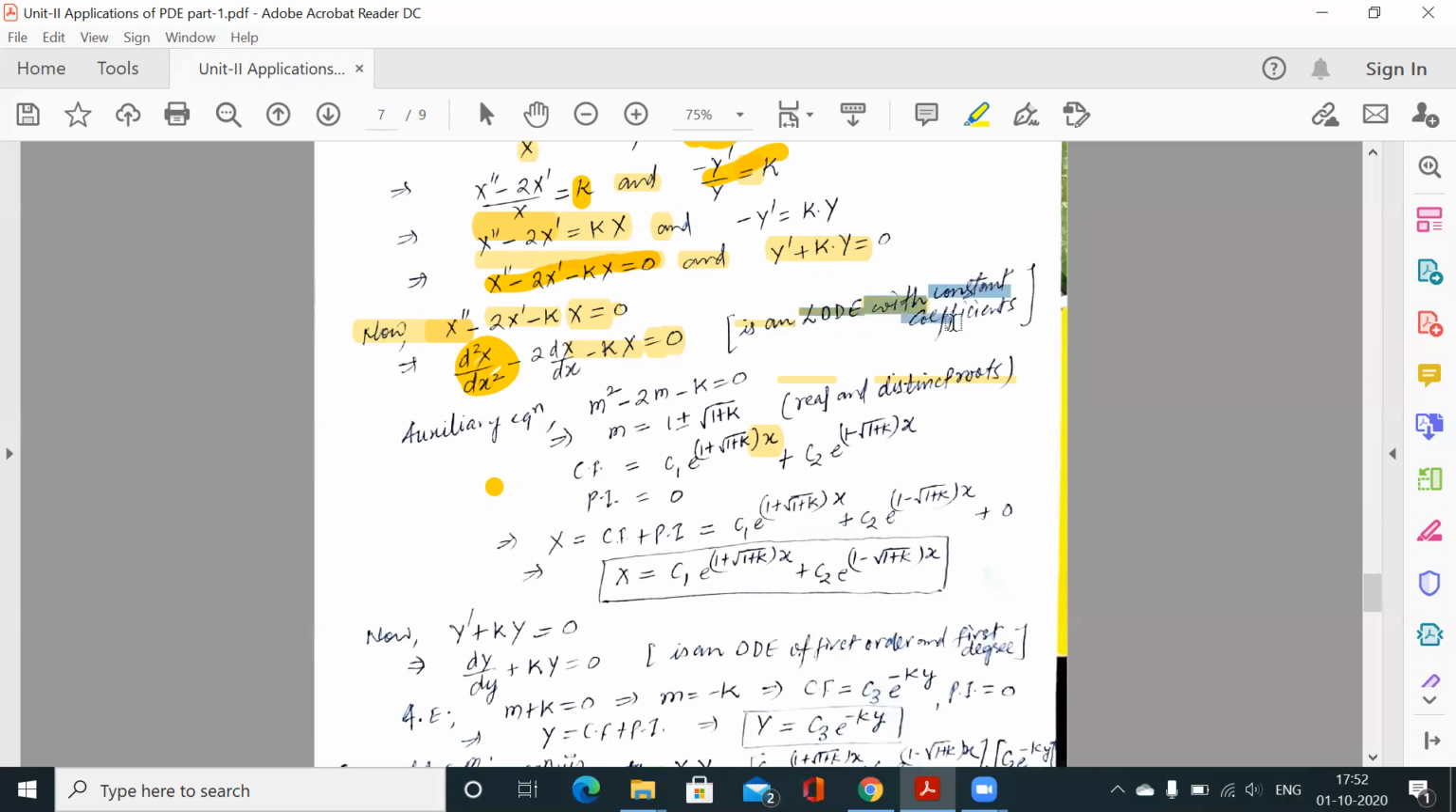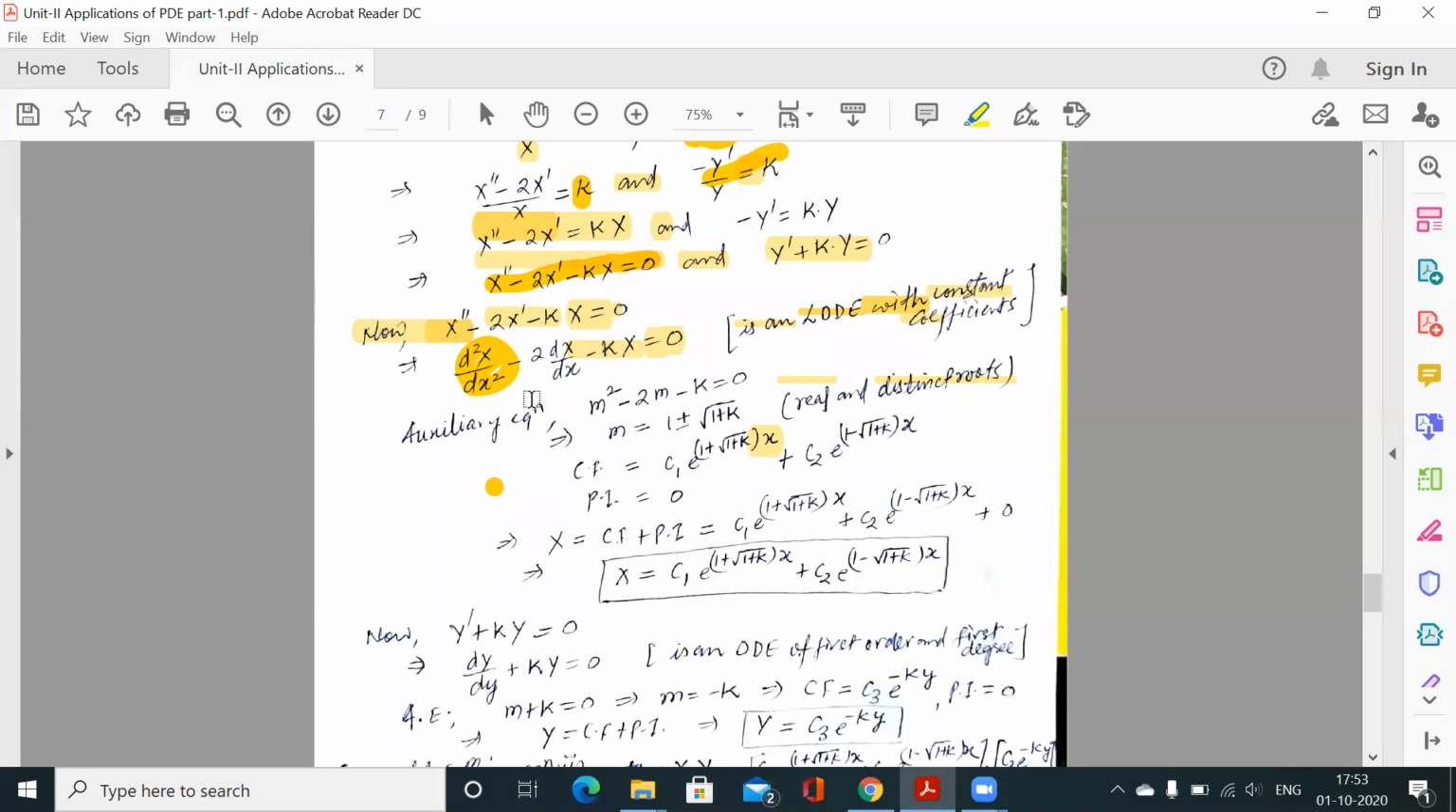This is a linear ordinary differential equation with constant coefficients, because this is second order. In the last question we got a first order first degree equation, but here these are second order first degree equations. So this is a second order linear ODE with constant coefficients: minus 2, minus k, and plus 1. All coefficients are constant. This is an ordinary differential equation with constant coefficients and linear also, because the maximum power is 1. And you know how to solve this.